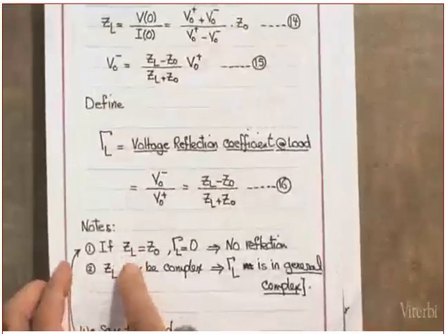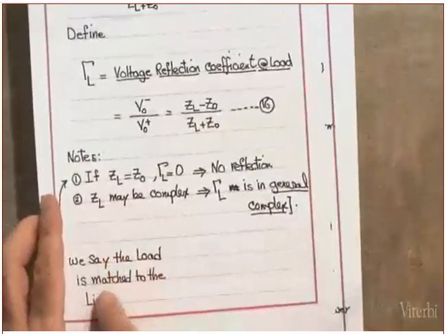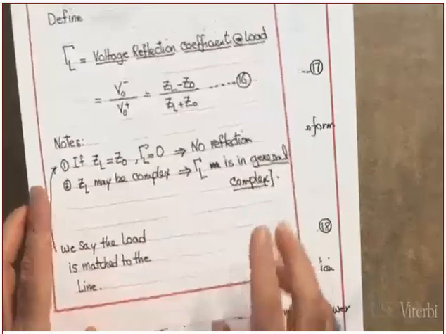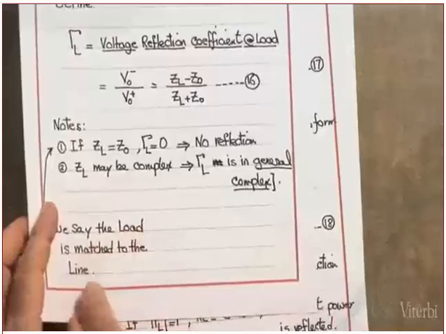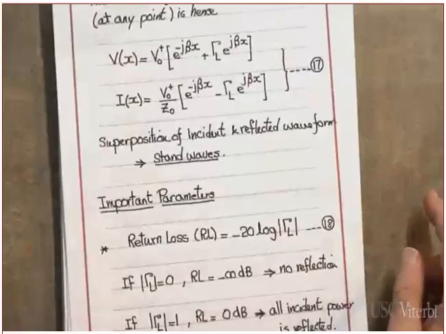And if ZL is equal to Z0, we say that the load is matched to the what? To the line. We'll get to in a minute what I mean by saying the load is matched to the source.